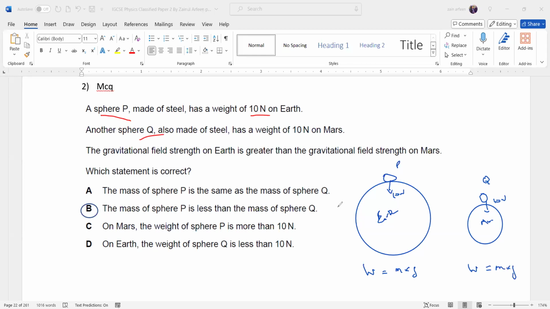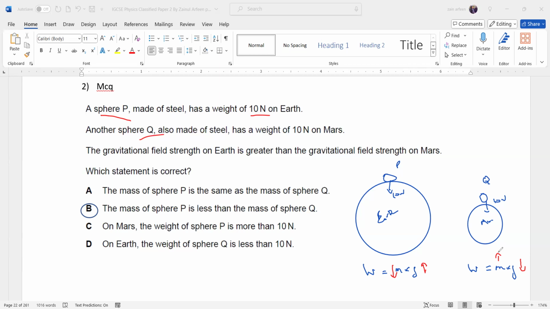As we know, the gravitational field strength of the Earth is greater, so it means the mass of the object on Earth should be smaller because the product of mass and gravity is giving us 10. When the mass is multiplied by gravity, we get 10 Newton. Here, the gravitational field strength on Mars is smaller, so the mass of this object should be higher so that the product will be 10. Because we want the same product, 10 Newton.